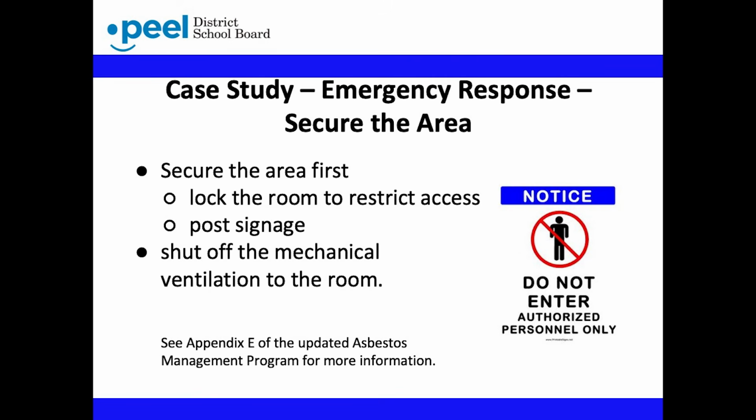Whether you know if the damaged material is ACM or not, the first step in emergency response is to secure the area. In collaboration with the administrator and facility manager, custodians should ensure no one else enters the room by locking the door and/or adding signage. If the room has mechanical ventilation, shut off the ventilation to the room. See Appendix E of the updated Asbestos Management Program for more information.